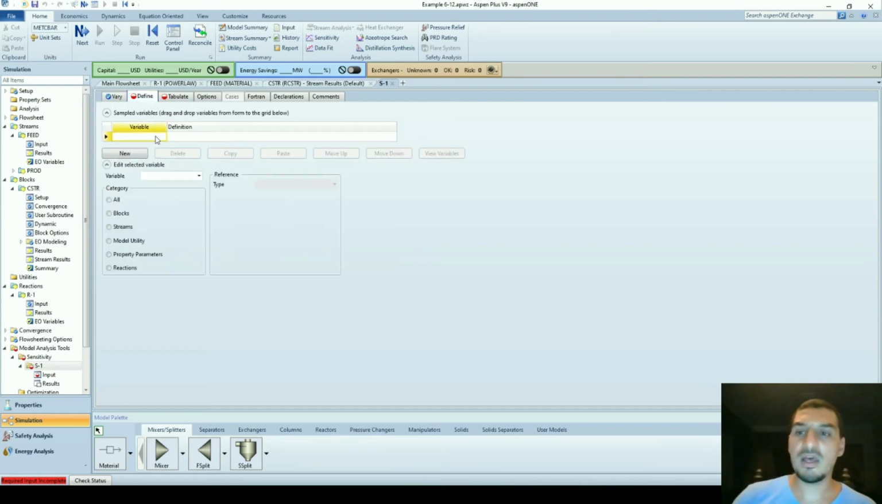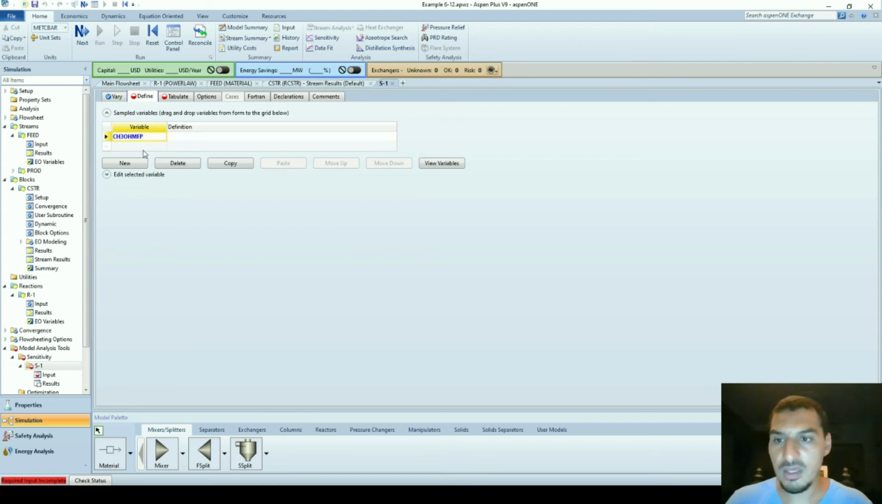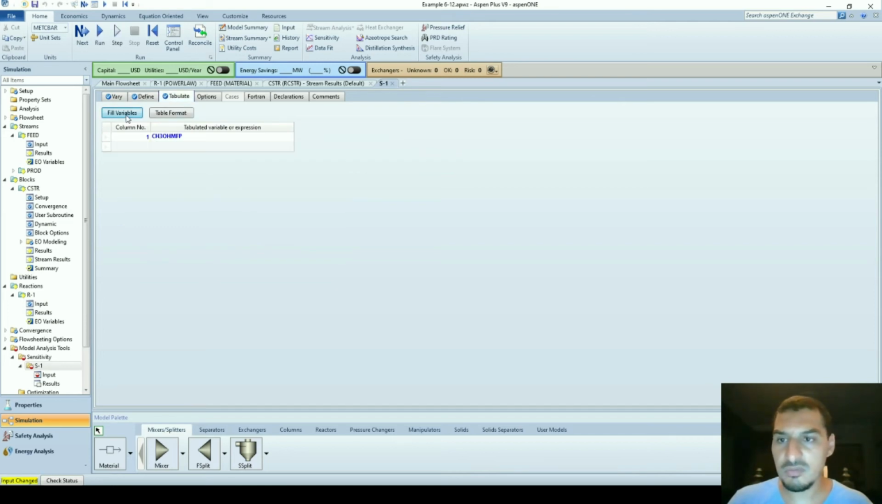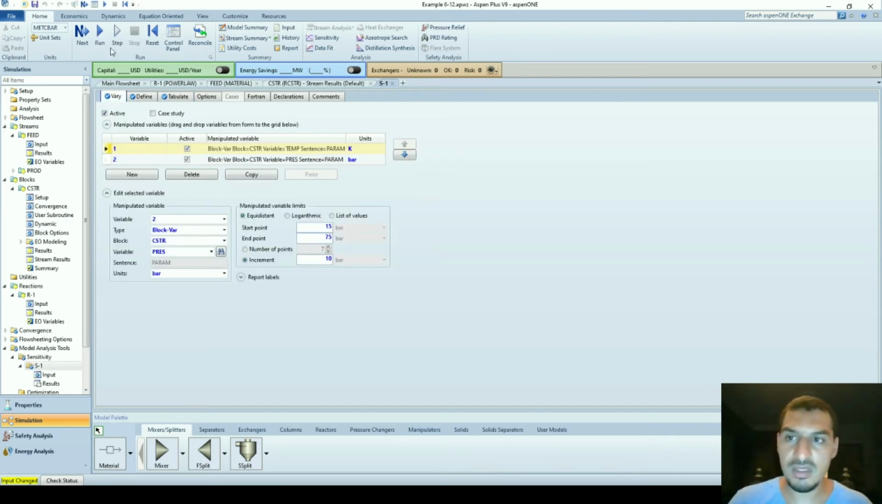And now the variable is going to be the methanol flow rate, so it's going to be CH3OH molar flow in the product. So this is what I'm going to do. And for this, it's going to be a stream variable. It's going to be mole flow for the product, and the component is methanol. And this is all I need to fill in for the variables, and I am ready to do this.